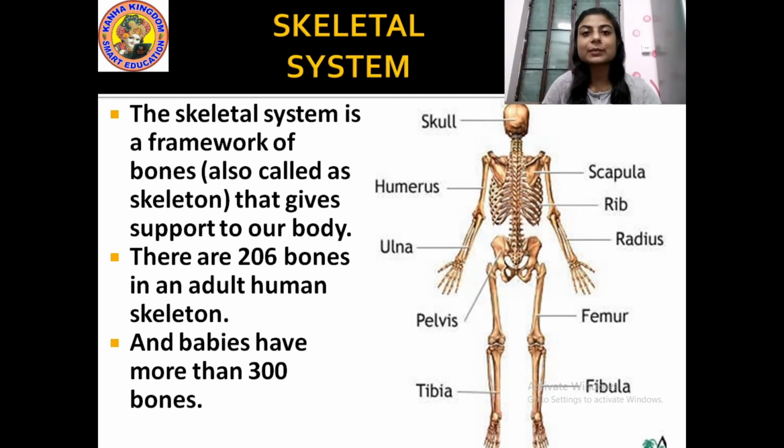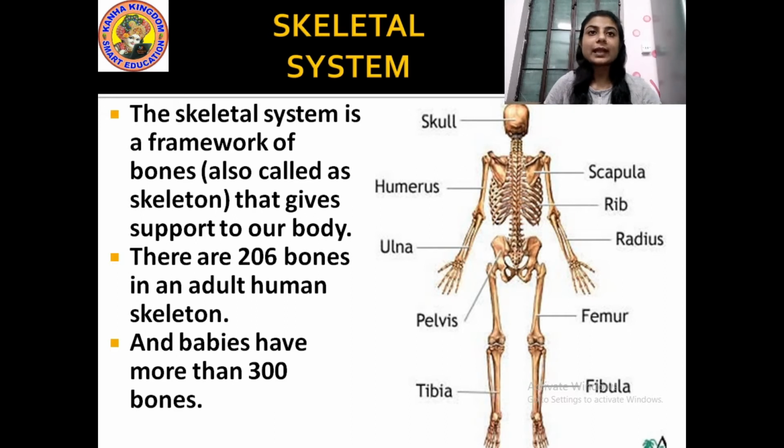Skeletal system is the framework of our bones. Which part the bones will be located in, how they will be located, and what the shape of the body will be, everything depends on the skeletal part of the body. That is why the skeletal system is known as the framework of bones, also called skeleton, that gives support and shape to our body.